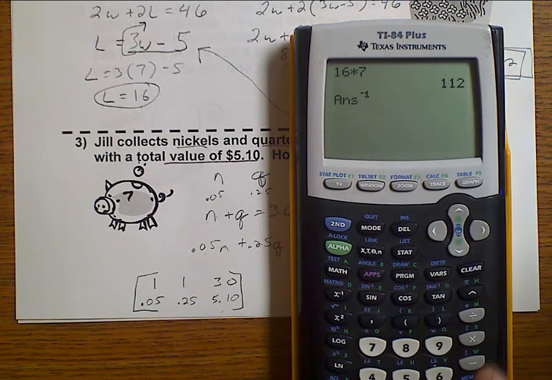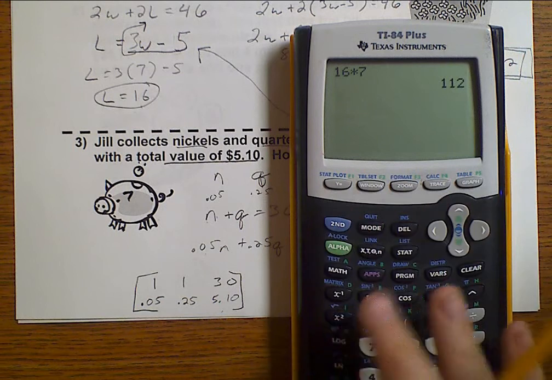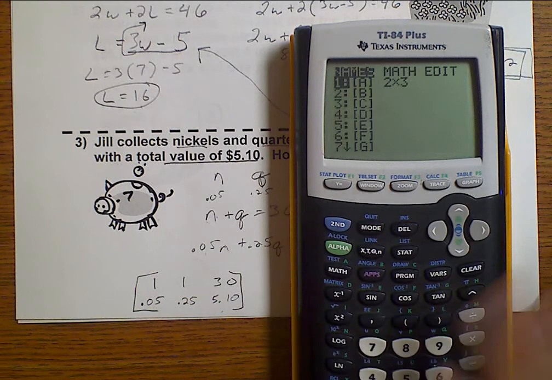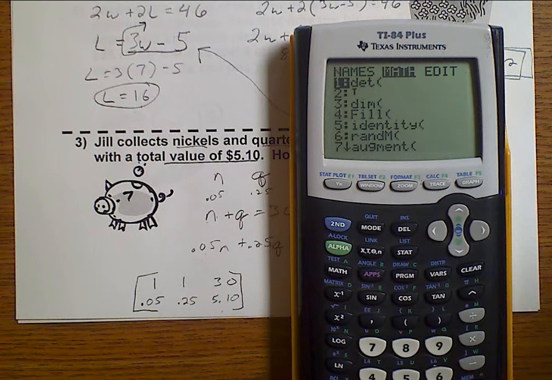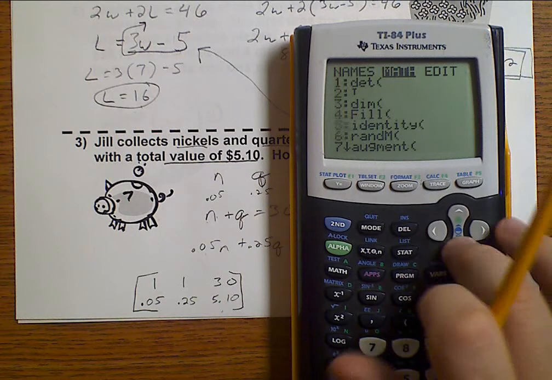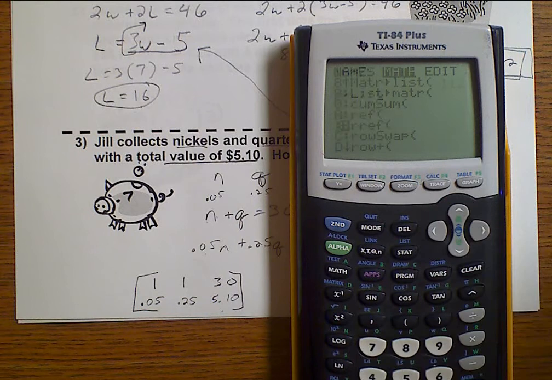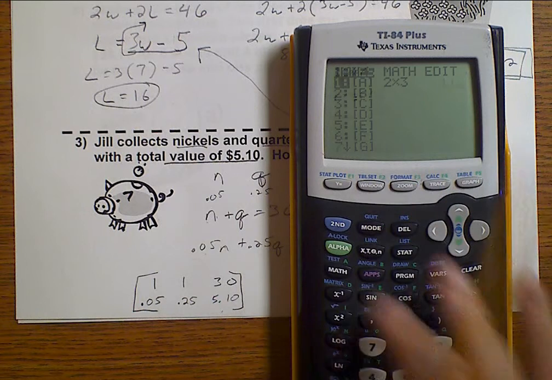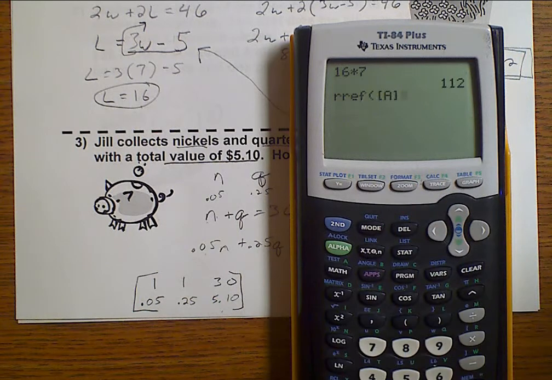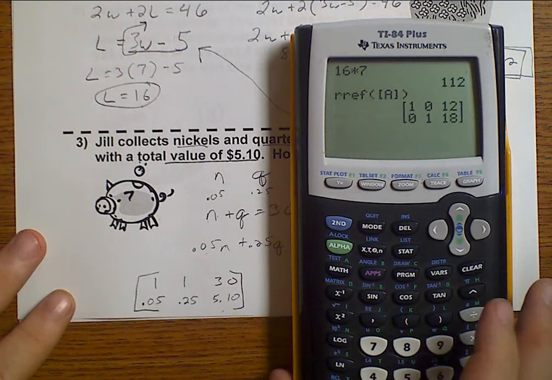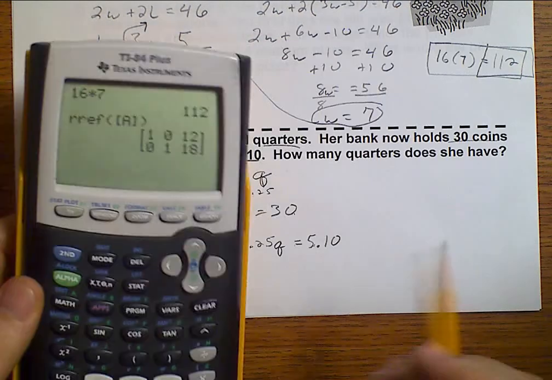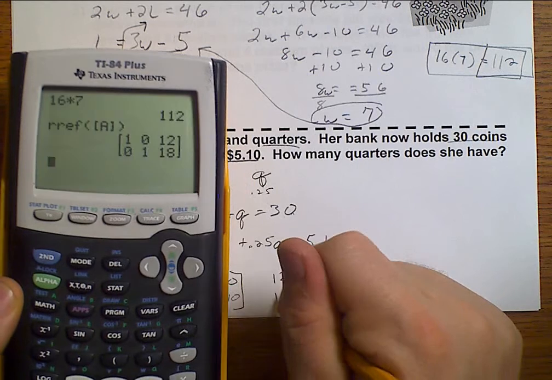Well, second matrix. This time we scroll over to math, and we want to go all the way down to letter B, which is RREF. And we're going to go back to matrix and make sure that we put in matrix A. Hit enter, and it tells us 12 and 18.